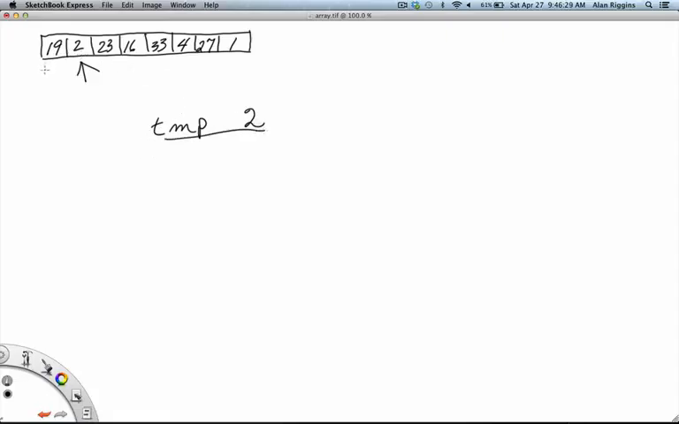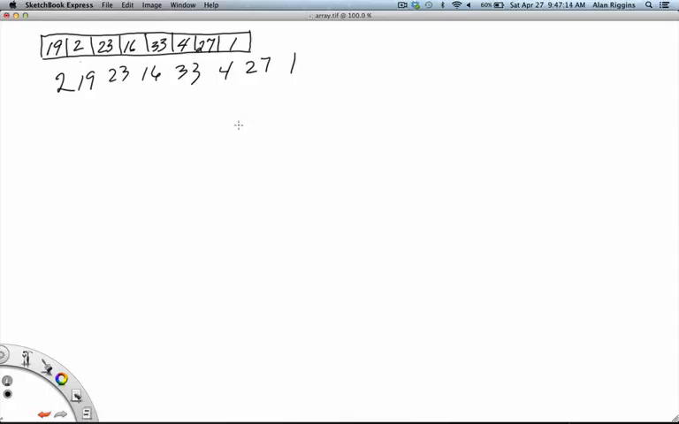So as we do this, we have the temp. So the first pass is this. We compare the 19 and the 2 to see if we need to move it down, and we do. So now we have 19, 19, 23, 16, 33, 4, 27, and 1. And then once we finish that pass, we drop in the 2. So that's the first pass of the loop. Next pass.